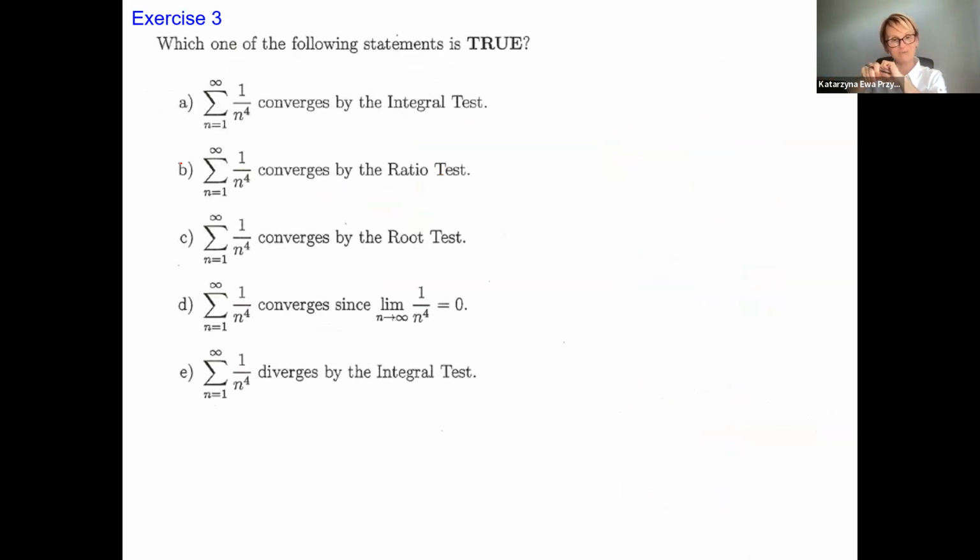Oh, interesting question. Which one of the following statements is true? That means only one is correct. We may start eliminating the wrong statements. Which one is definitely wrong? A couple of them, actually 4 of them. D. I like this one, because if the limit is 0, we know nothing. Yes, maybe this infinite series is convergent, but not with that reasoning. Correct, not with that reasoning. If the limit is 0, we know nothing.